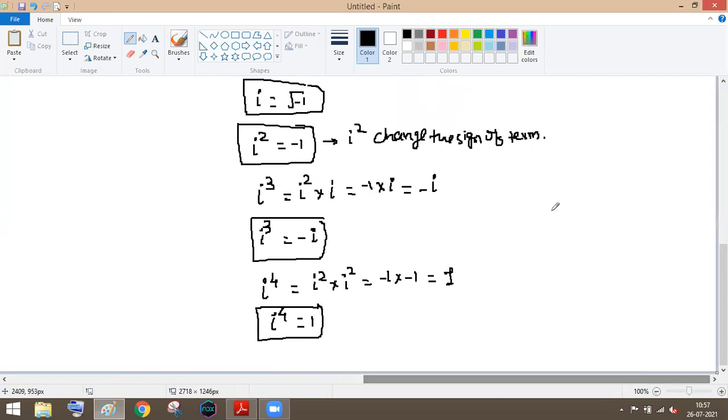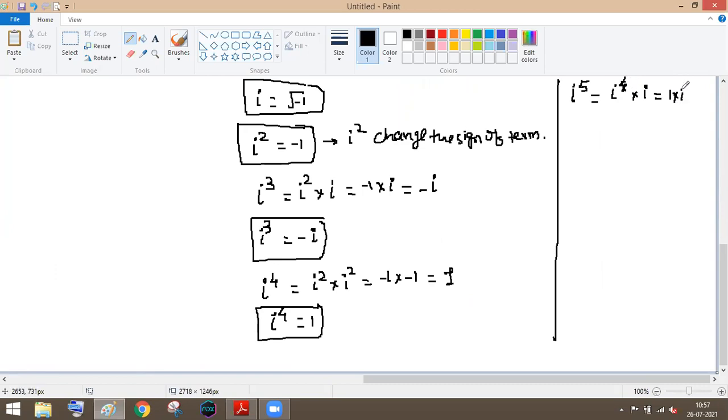Now, after calculating all this, if I ask you what will be i to the power 5? Can we say that i to the power 5 will be i to the power 4 into i? And we know that i to the power 4 is always equal to 1. So 1 into i, we get i. Now look at this. It repeats itself after every 4 periods. The value of i and the value of i to the power 5 are the same.